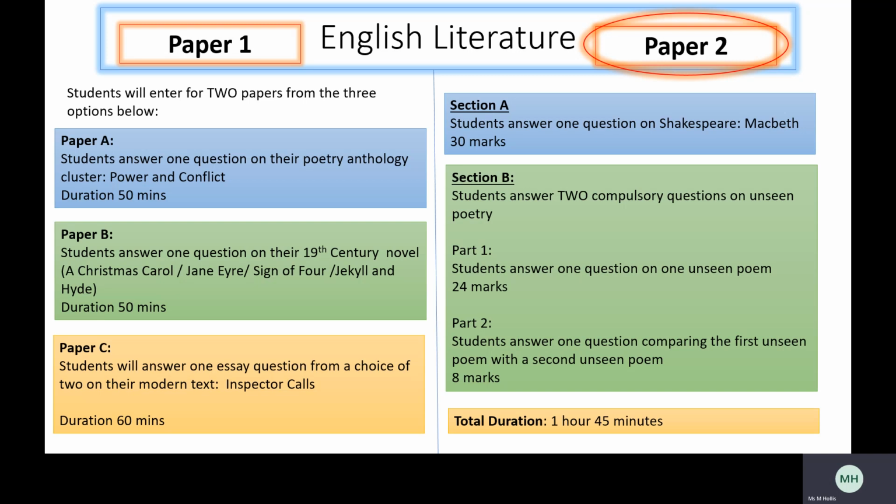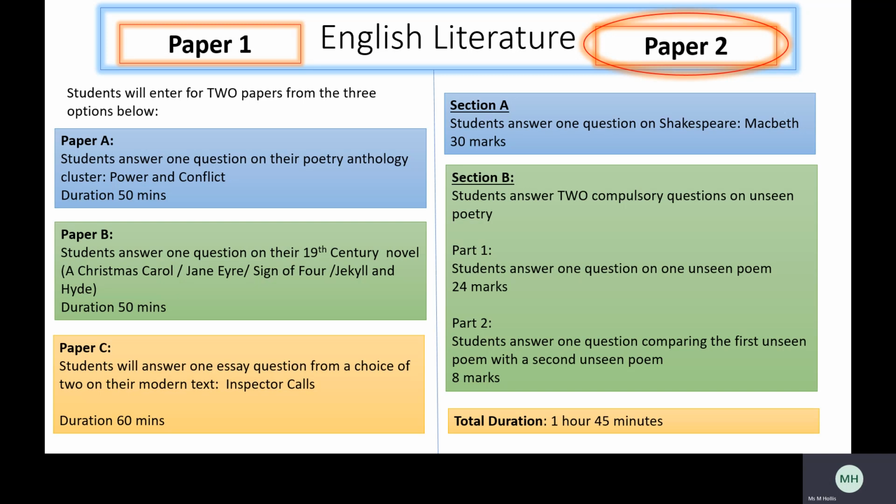Paper B is where students answer one question on their 19th century novel, and at Taveram we have taught A Christmas Carol, Jane Eyre, The Sign of 4, Jekyll and Hyde. Your child will know which text is their 19th century novel. Or paper C, looking at the modern text, An Inspector Calls. This is 1 hour long, and the students will answer one essay question from a choice of two.